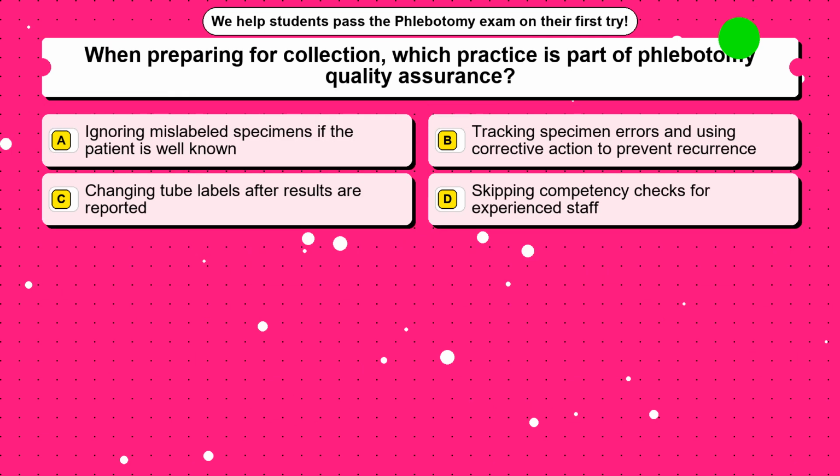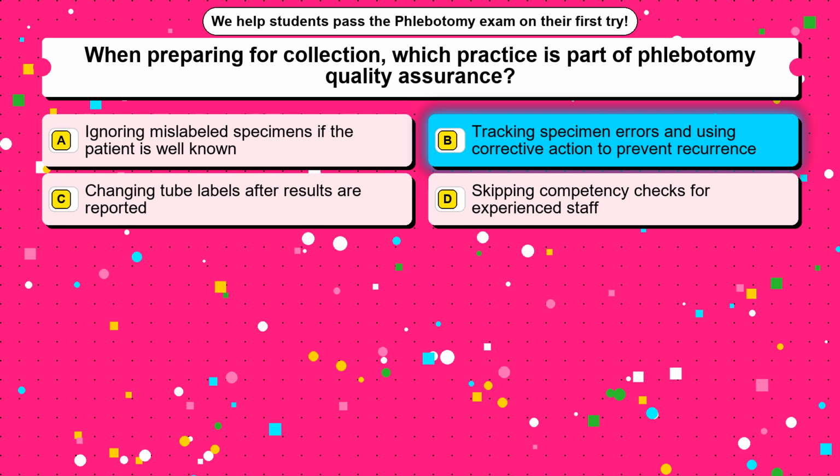Question 98. When preparing for collection, which practice is part of phlebotomy quality assurance? Option A, ignoring mislabeled specimens if the patient is well known. Option B, tracking specimen errors and using corrective action to prevent recurrence. Option C, changing tube labels after results are reported. Option D, skipping competency checks for experienced staff. The correct answer is option B, tracking specimen errors and using corrective action to prevent recurrence.